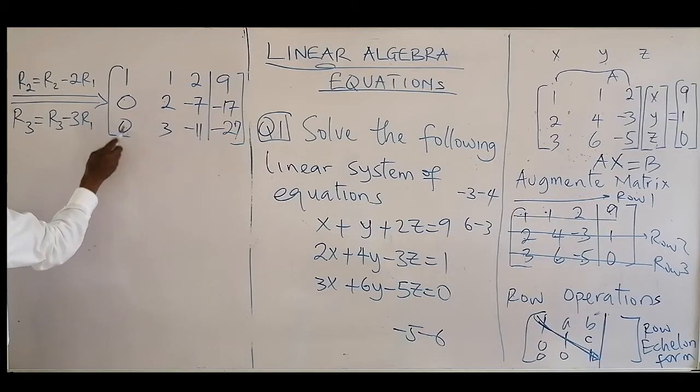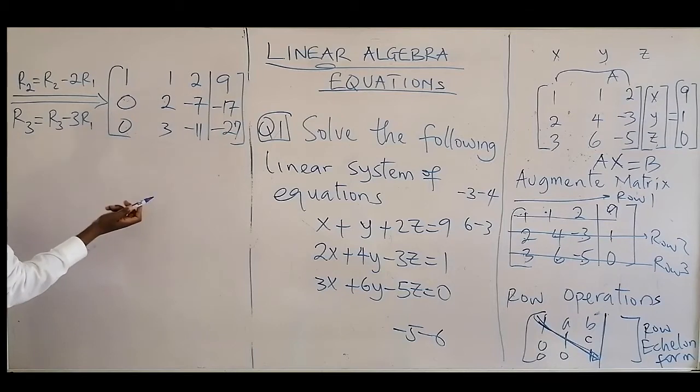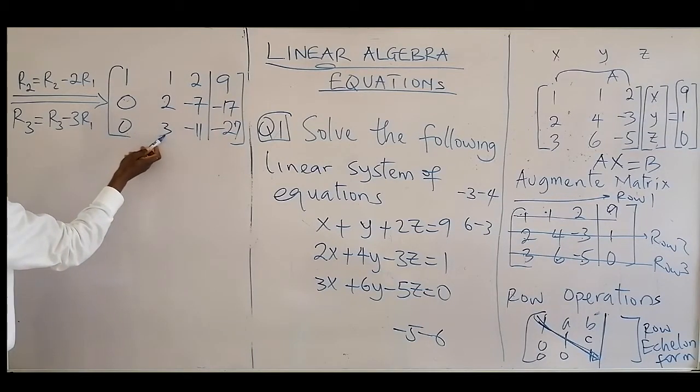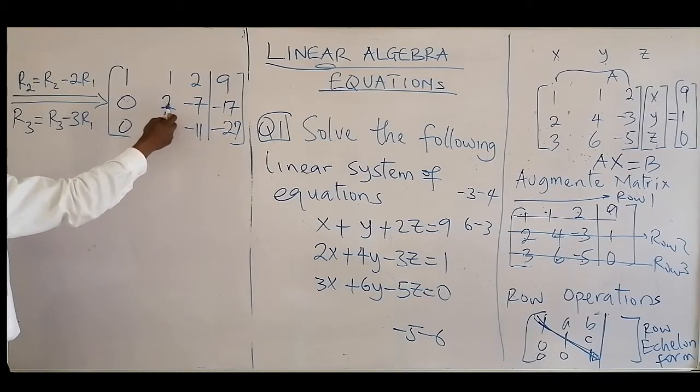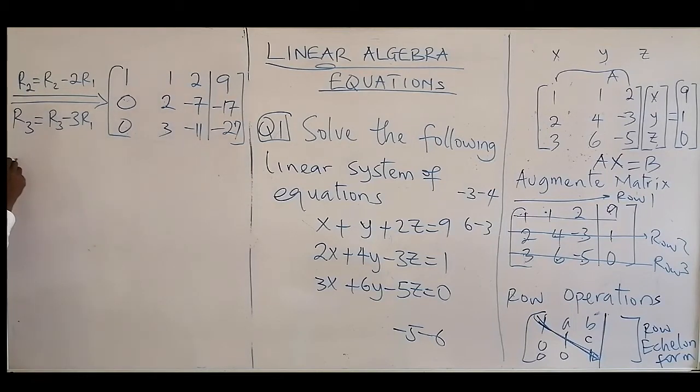I move row 3 to row 2, and I move row 2 to row 3. So it's easier for me. I can say 3 minus 2, then 1 will be here. Okay, just look at that. Interchange row 3 with row 2. This is a symbol for interchange.